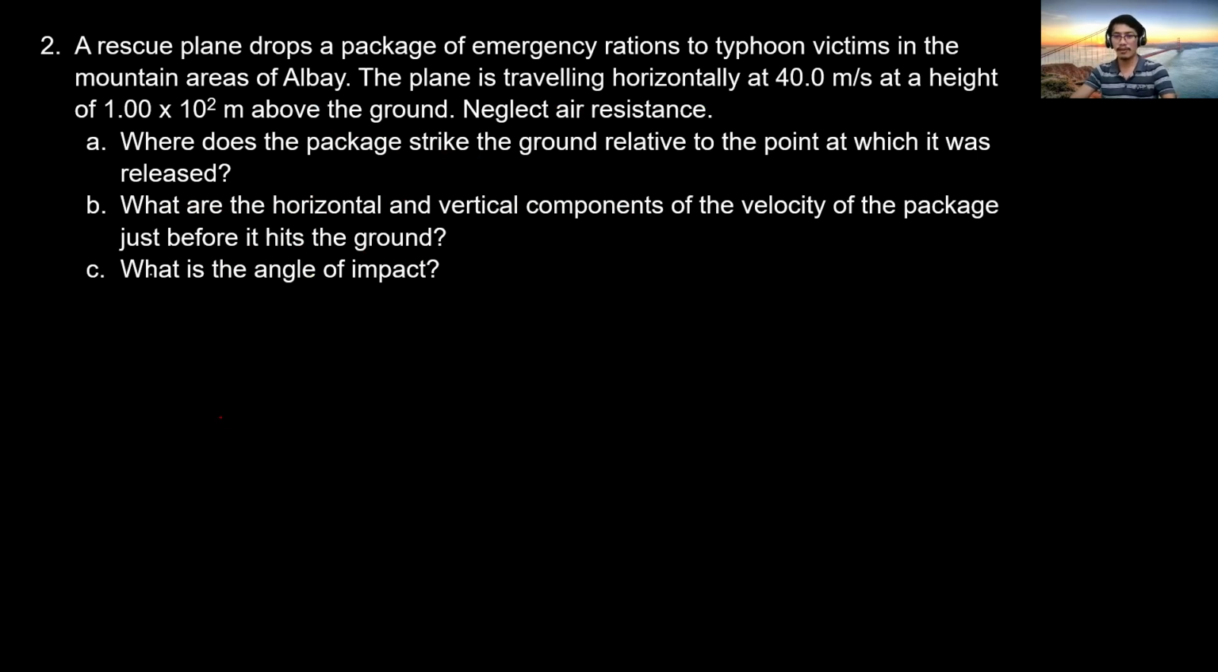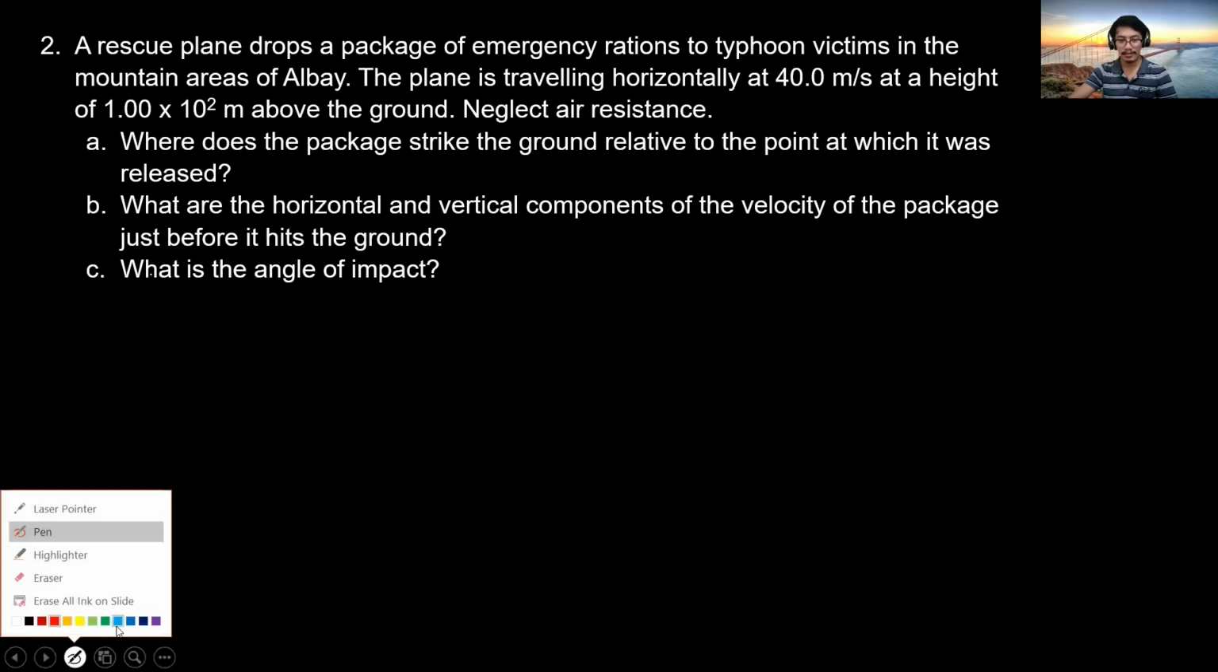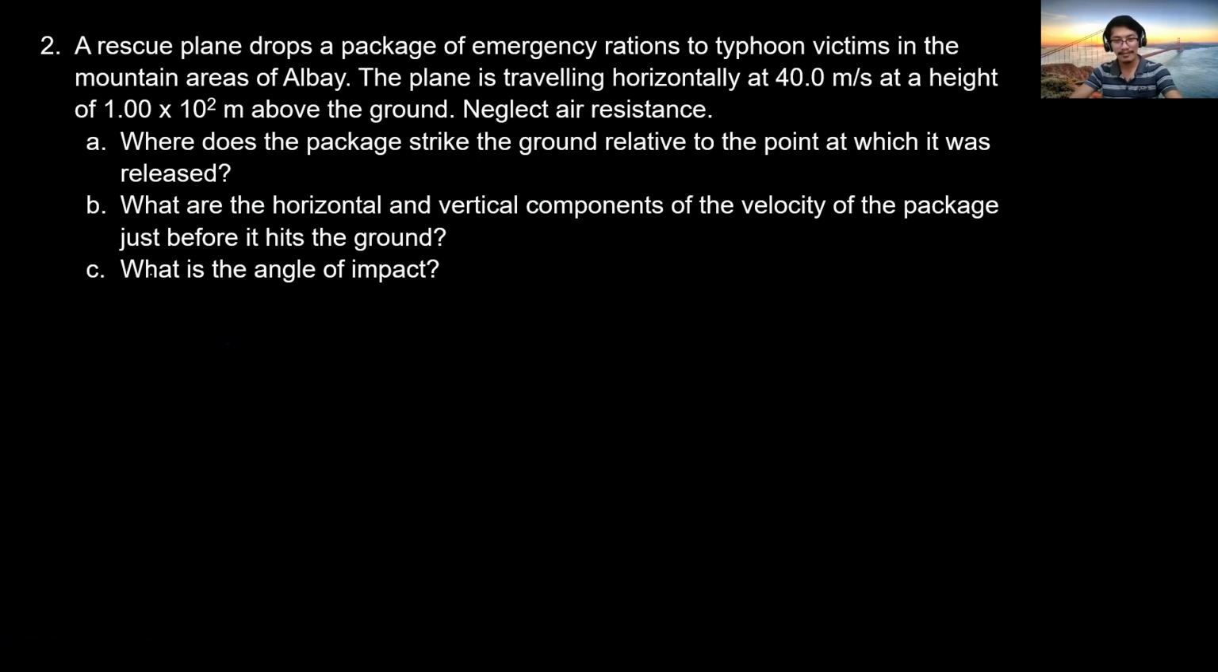So let's start by drawing our free body diagram. Kailangan ko ng airplane, so magdo-drawing ako ng airplane. The airplane is traveling horizontally, and that velocity is 40. So velocity initial is 40.0 meters per second. And that is 1.00 times 10 to the power of 2 meters above the ground.